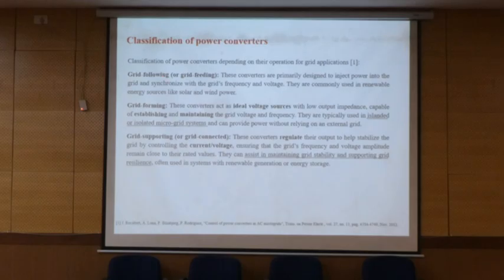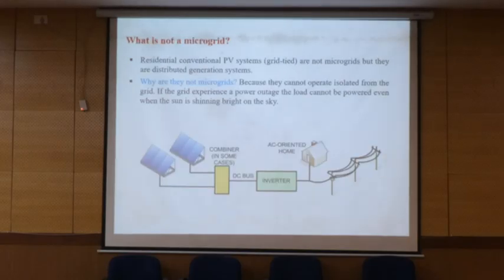So now we get back to this one. We said that it is a DG, but it is not a microgrid. Why? Because the converter we have here is working as a grid following. So when we don't actually have a grid here, it cannot work, and so it cannot shape the microgrid in the system.